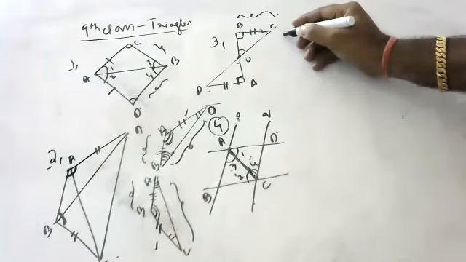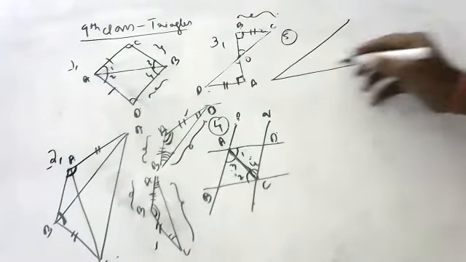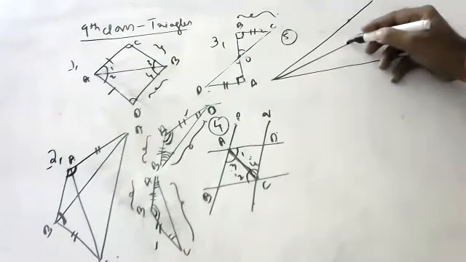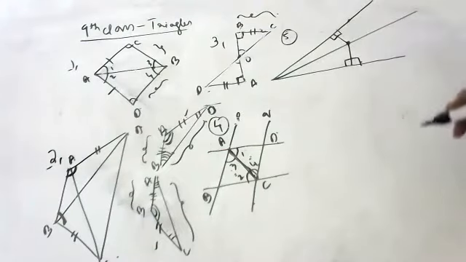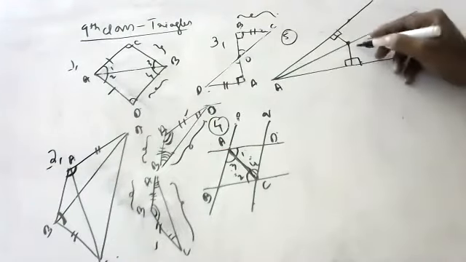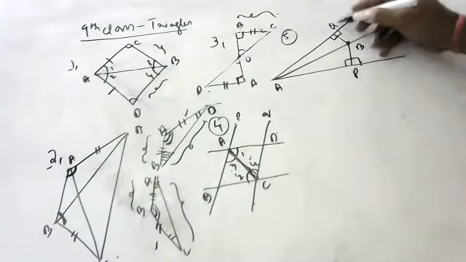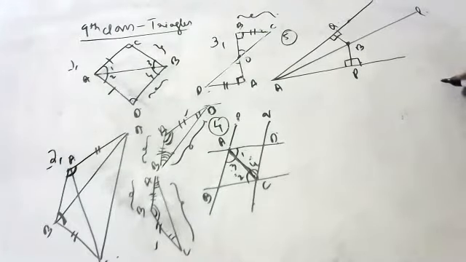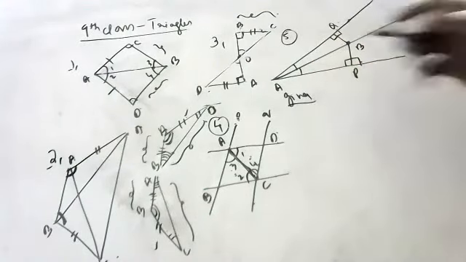See, children, fifth question is like this. From here they have dropped a perpendicular. From here they have dropped a perpendicular. So many things they have given: A, B, P, Q, and L. Given, I'm writing. Please see here, children.